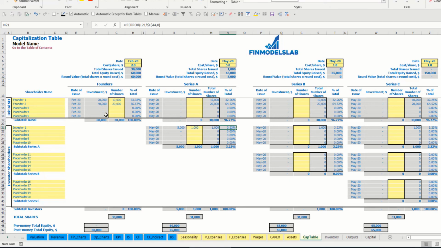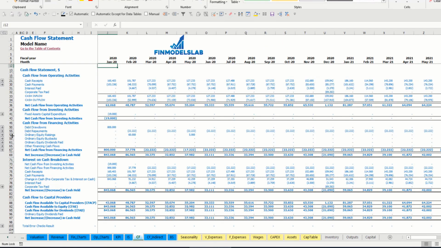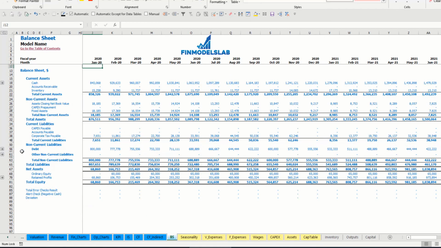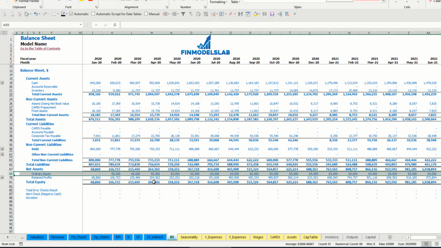3.23% of shares, and the shares of founder 1 and founder 2 also diluted, 32.26 and 46.52%. You can also input some amounts for Series B and Series C. The same way you can set up the date, cost of share, and up to 5 investors is up to 5 placeholders for number of shares. The amounts of funding you may see in the cash flow, in the ordinary equity risings, and you may see the balance sheet, which shows you the total equity by months.